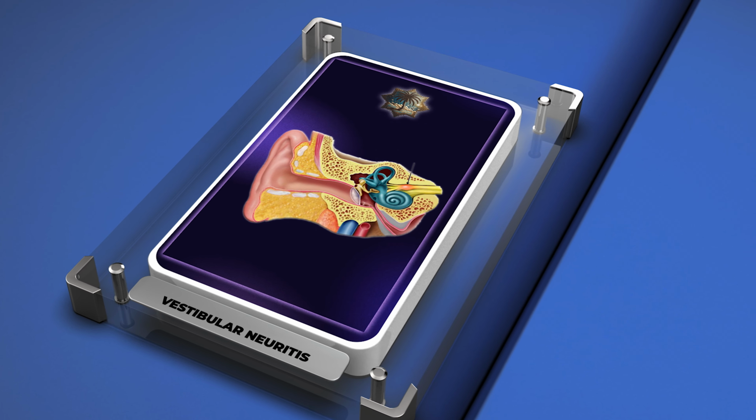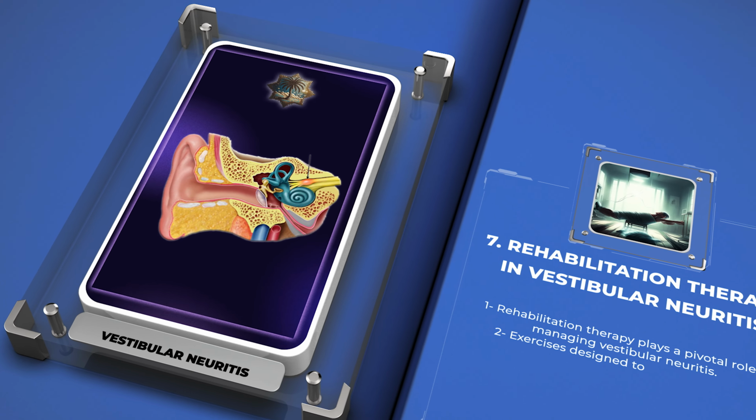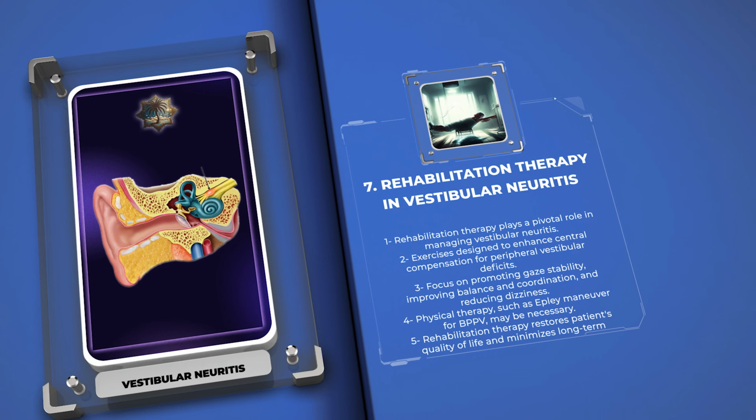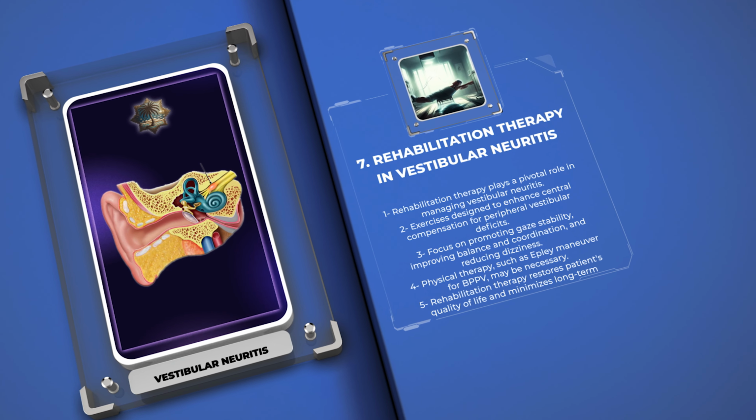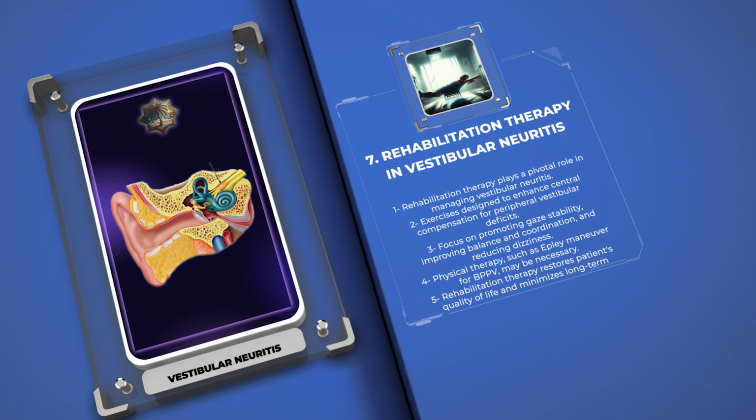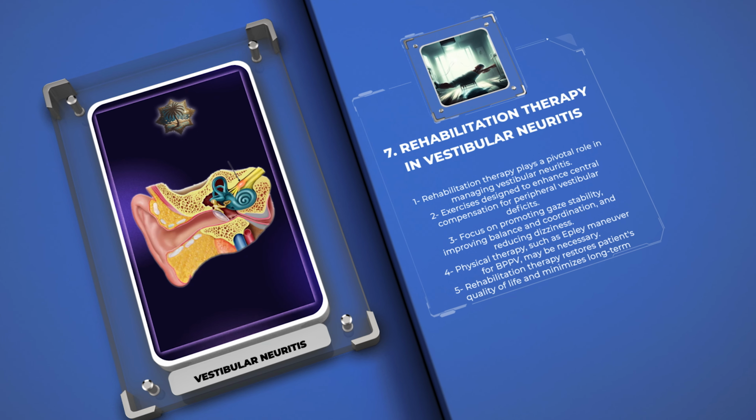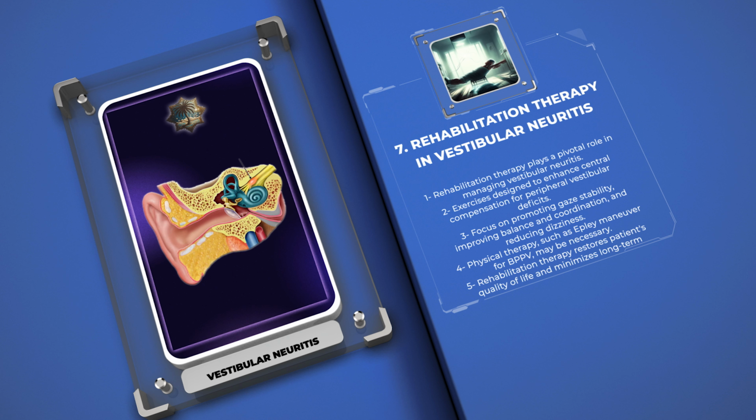7. Rehabilitation therapy and vestibular neuritis. Rehabilitation therapy plays a pivotal role in the management of vestibular neuritis. Vestibular rehabilitation exercises are designed to enhance central compensation for the peripheral vestibular deficits caused by the inflammation. These exercises focus on promoting gaze stability, improving balance and coordination, and reducing dizziness. Physical therapy, such as the Epley maneuver for BPPV, may also be necessary for concurrent vestibular conditions. Rehabilitation therapy aids in restoring the patient's quality of life and minimizing long-term disability.